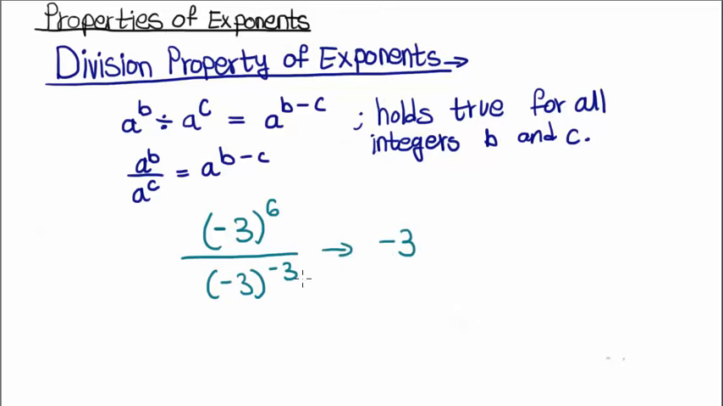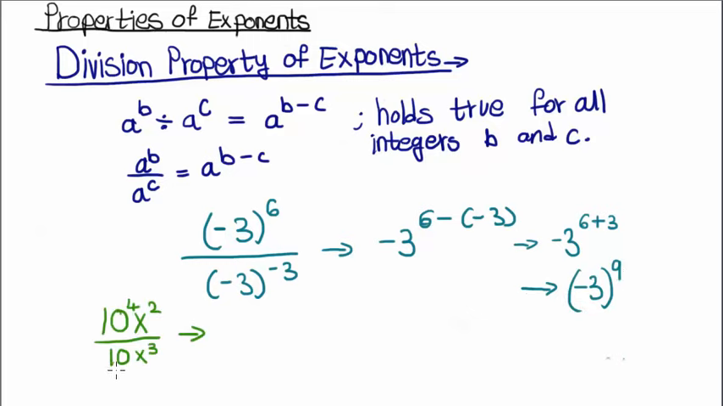Now I can refer back to the division property of exponents, and with the help of that property, I can evaluate this numerical expression over here by simply doing 6 minus -3. When I further evaluate this, I get -3 raised to the power of 6 plus 3. And that is the same thing as saying -3 raised to the power of 9. So this right here is my answer.